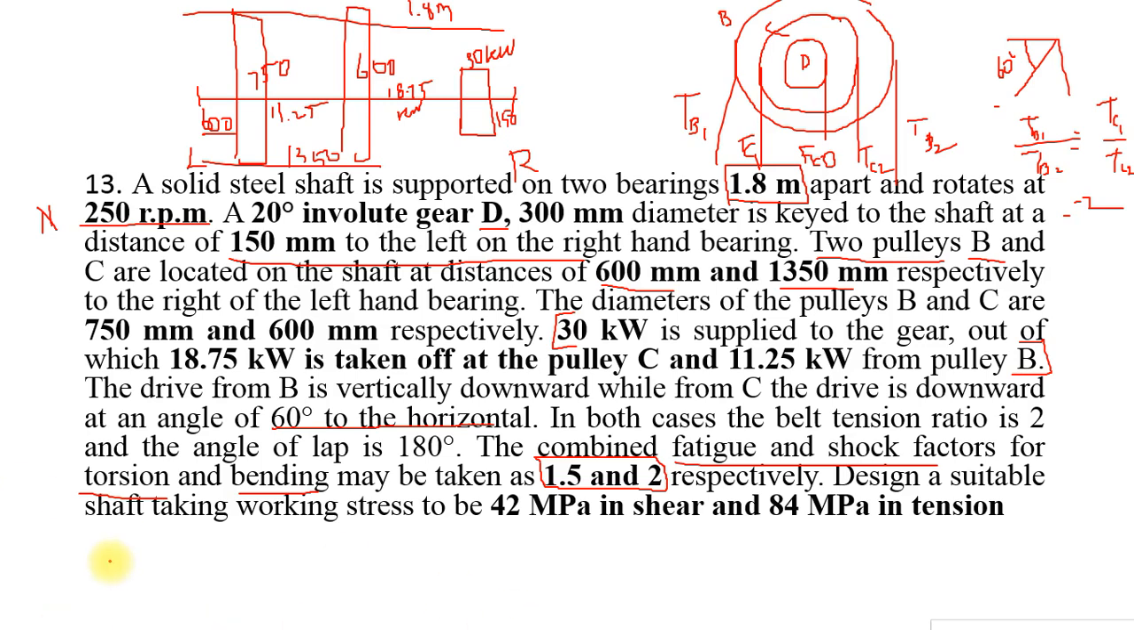So don't worry about the angle of lap, which is 180 degrees. We don't want to worry much about this. For the combined fatigue loads, they have given Km and KT values. The first is the KT value, 1.5, and 2 is the Km value. Finally, they have given us the working stress as 42 megapascal and shear stress as 84 megapascal.